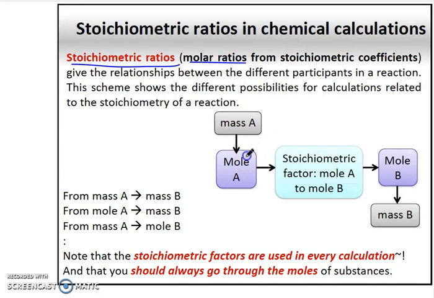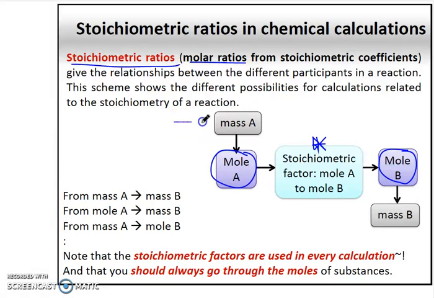So that means that we will always have to calculate the two different amounts in terms of moles of A with respect to moles of B. And those are going to be related through the stoichiometric factor, mole of A to mole of B, or mole of B to mole of A, depending on the situation.